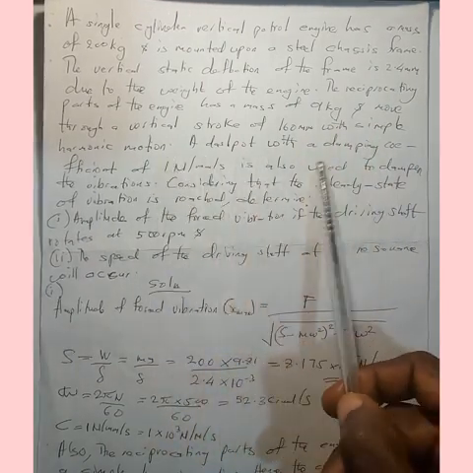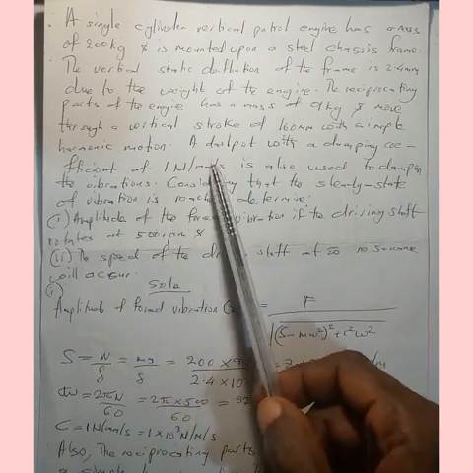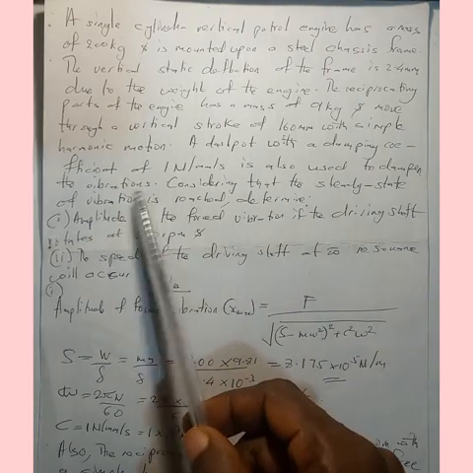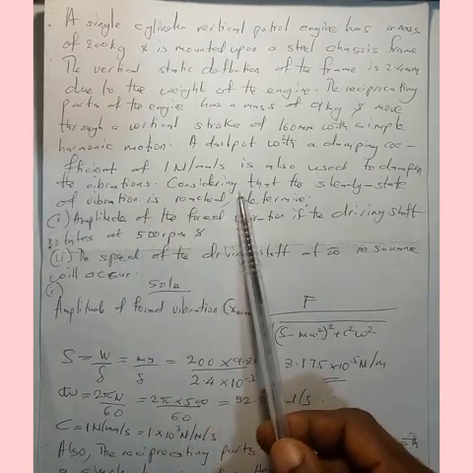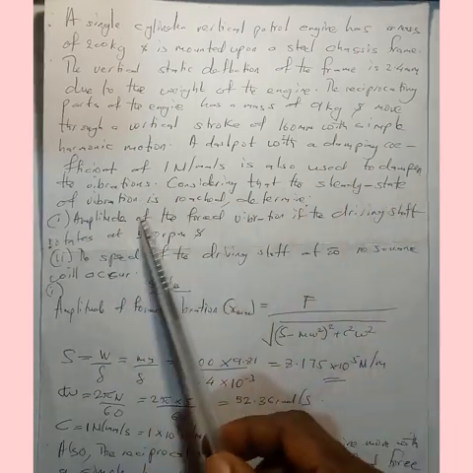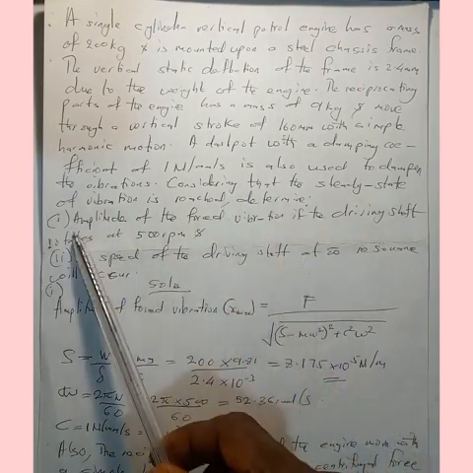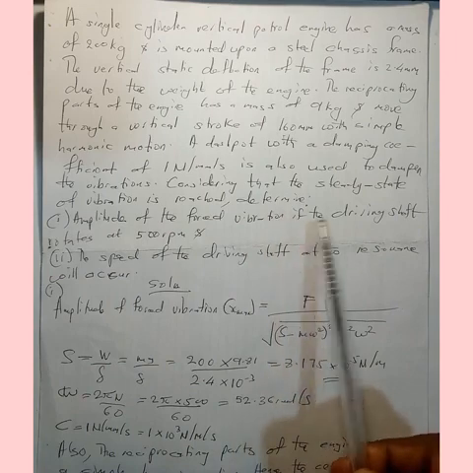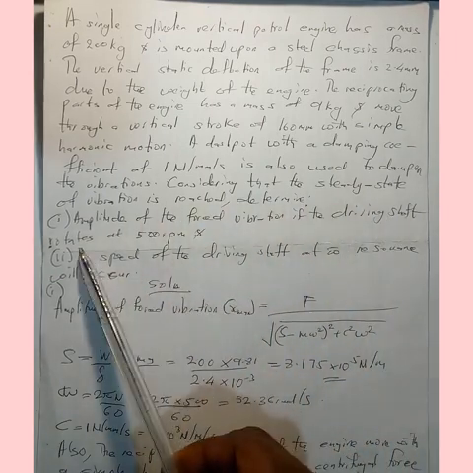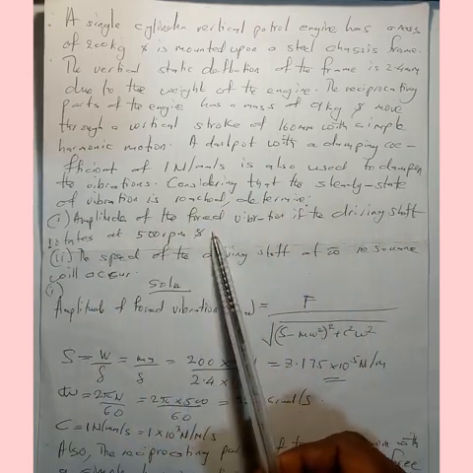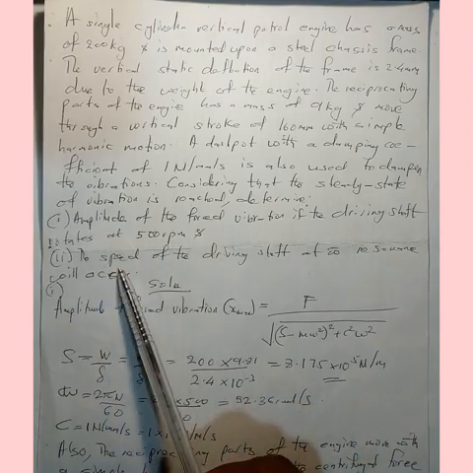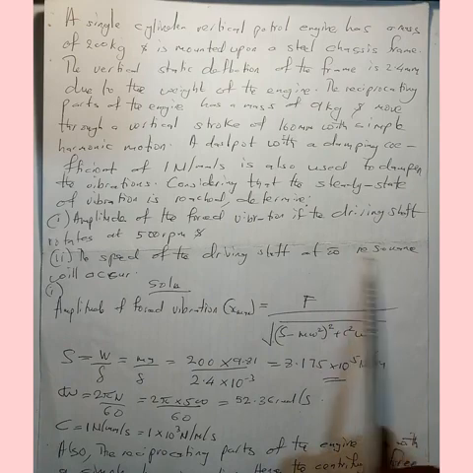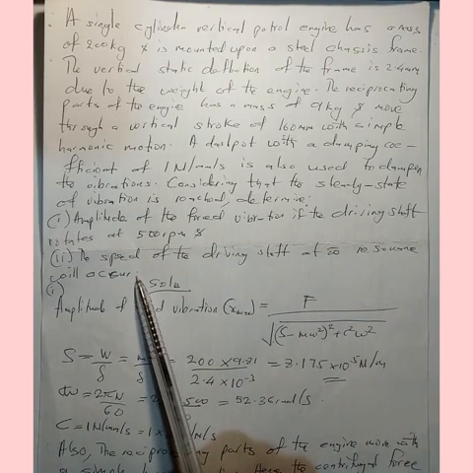A dashpot with a damping coefficient of 1 Newton per millimeter per second is also used to dampen the vibration. Considering that the steady state of vibration is reached, determine 1. The amplitude of the forced vibration if the driving shaft rotates at 500 rpm. 2. The speed of the driving shaft at which resonance will occur.